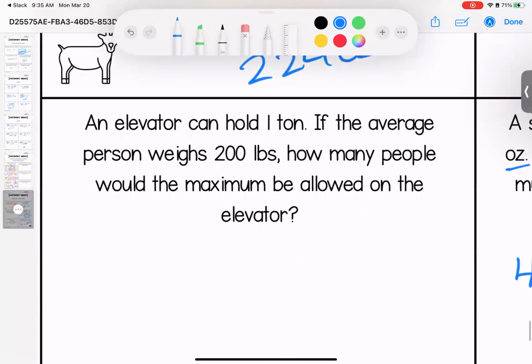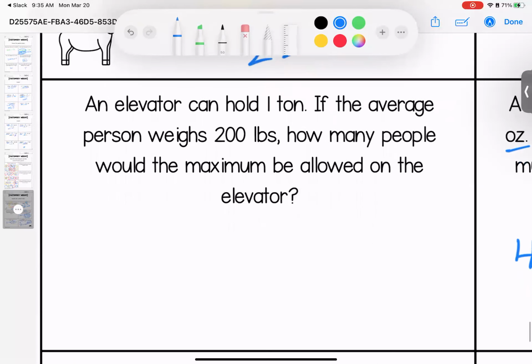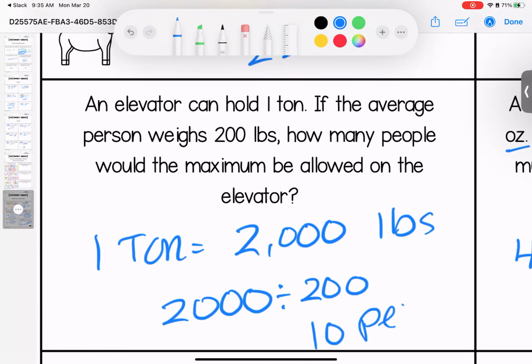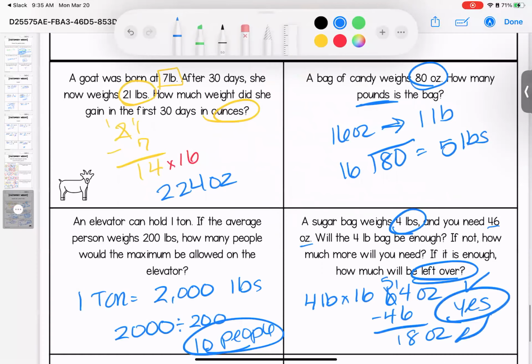And then the one that I skipped, an elevator can hold 1 ton if the average person weighs 200 pounds. How many people would the maximum be allowed on an elevator? So 1 ton is 2,000 pounds. And if I do 2,000 divided by 200, I can fit 10 people. 10 people would be my max. All right, sweet faces, any questions, bring them with you to class.